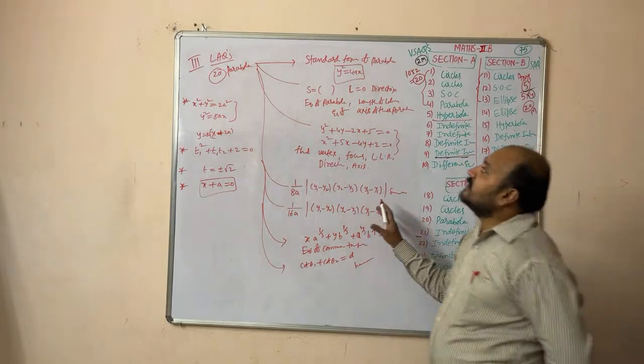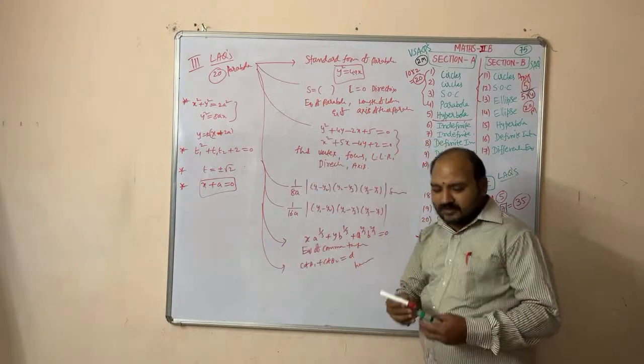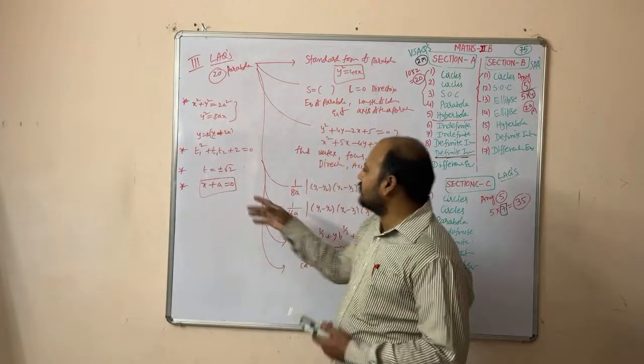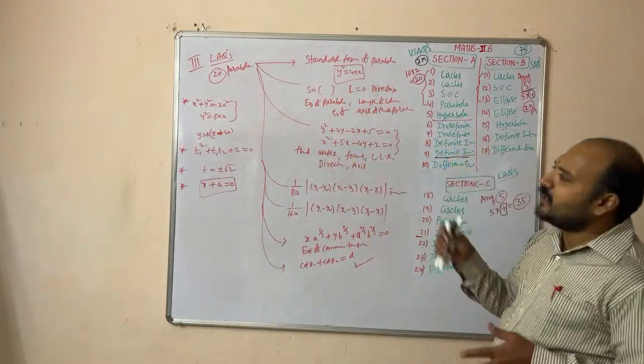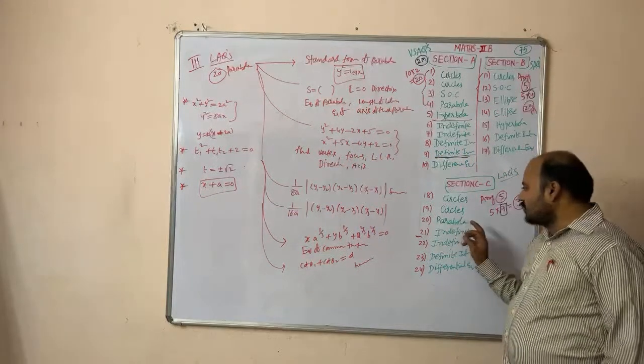These are the possibilities in the parabola. I covered almost all the questions. From this, one question is guaranteed. I have given very few questions here, but from this we can expect one guaranteed question. So parabola is also completed.